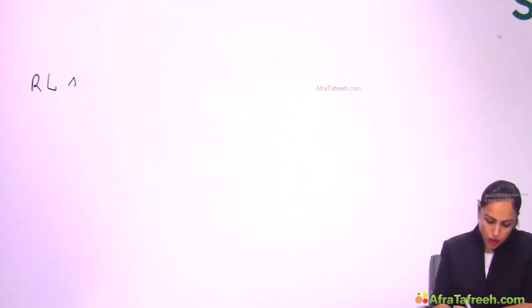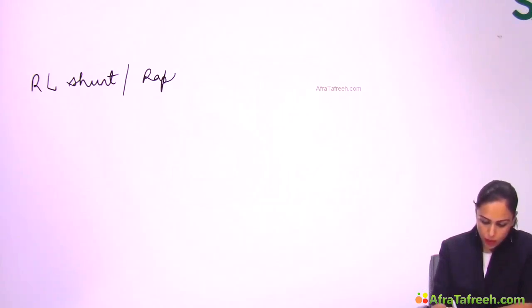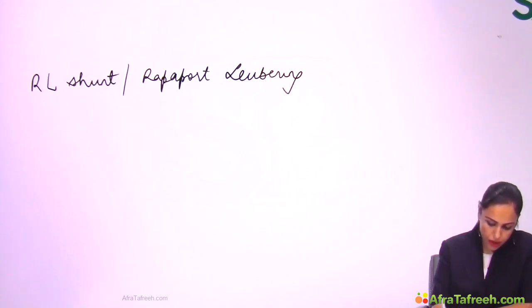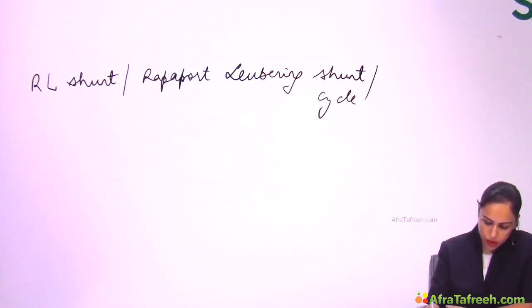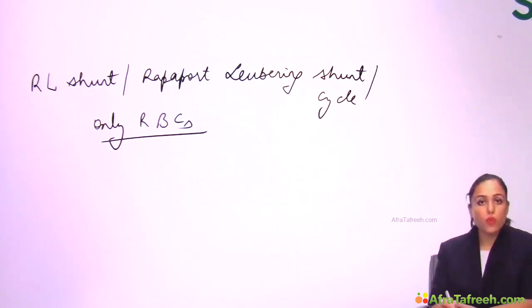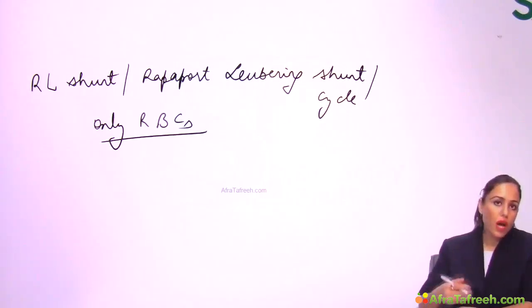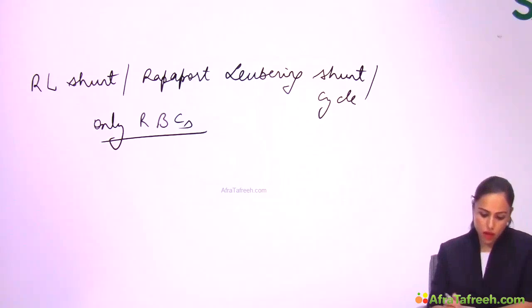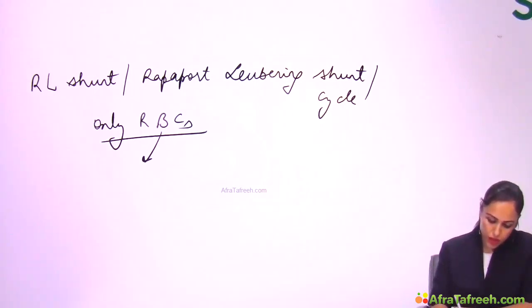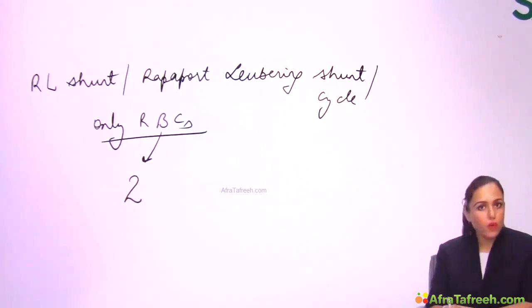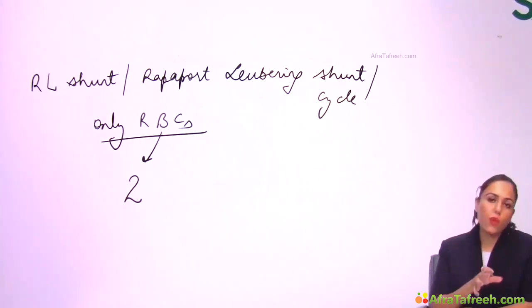So RL shunt, that is Rappaport-Luebering shunt or cycle. This occurs only in RBCs. So how many ATPs will be obtained in RL shunt? You know, in RBC, ATPs obtained are 2. Be it any case, ATPs obtained are 2.